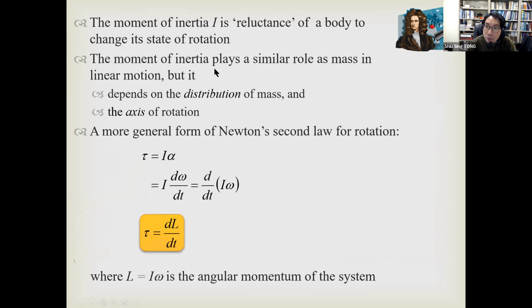Now, having proved Newton's second law in the rotation form, we have more basis to interpret the moment of inertia as the inertia of rotation. It plays a similar role as mass in linear motion. It reflects how reluctant the body is to change its motion. If you have a larger moment of inertia, then you have a larger inertia. You are more reluctant to change your rotational state. That is the meaning of the moment of inertia.